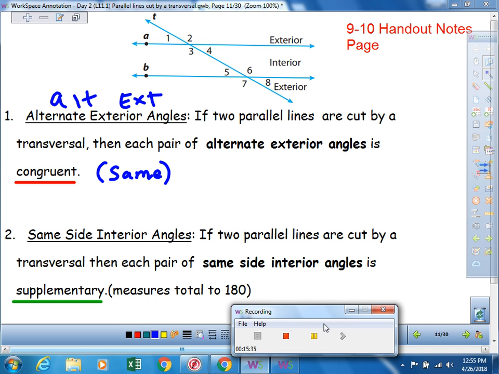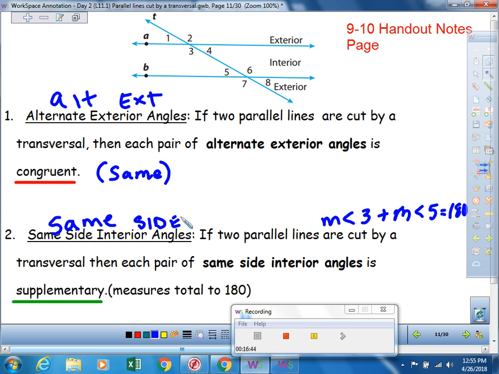So interior, inside your parallel lines or inside that bread, these are interior, 3, 4, 5, 6. Interior, right, inside. Same side, now you want same side, so 4 and 6 or 3 and 5. So 3 and 5, if I took the measure of angle 3 plus the measure of angle 5, it's going to equal how much? 180 degrees.